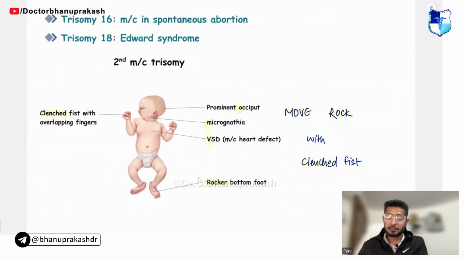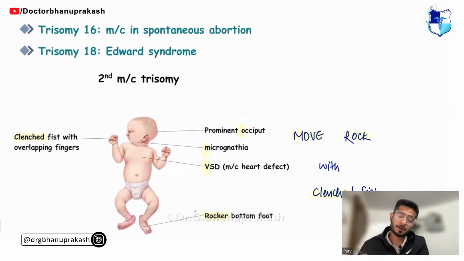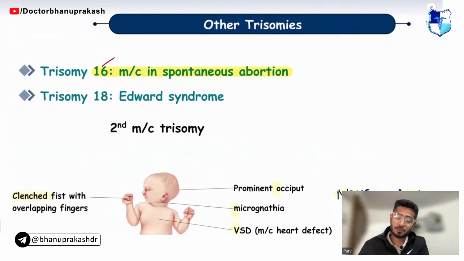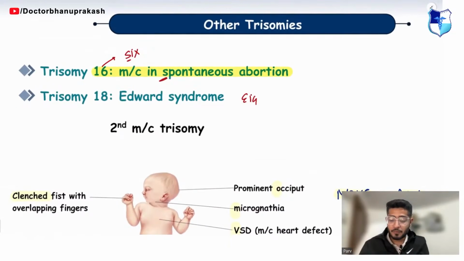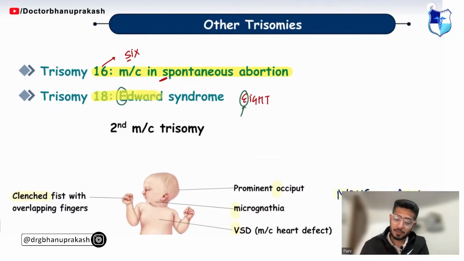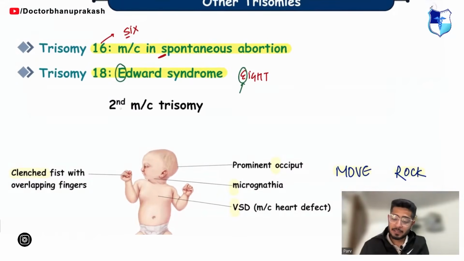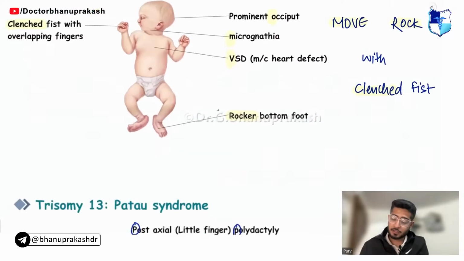Now coming on to other trisomies. This is something which you have to remember. Trisomy 16 is the most common trisomy in spontaneous abortion. So remember S for 16, S for spontaneous abortion. Then next is Edward. E for Edward, E for 18. Trisomy 18, Edward, is actually the second most common trisomy.